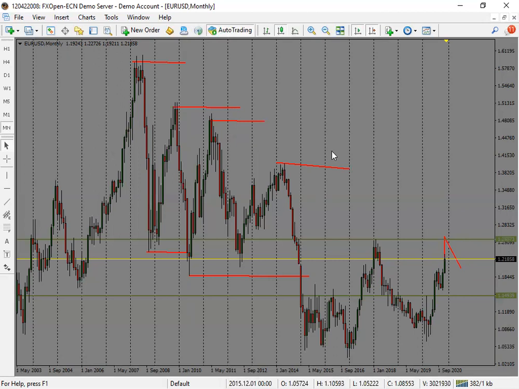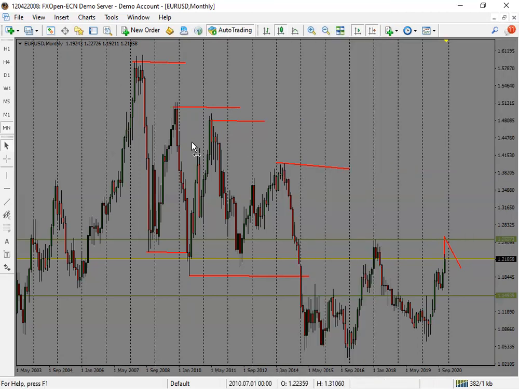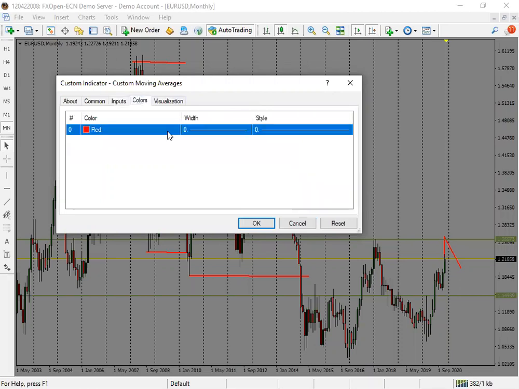So that is one way to look at it. And the second way is obviously by throwing in the custom moving average. I'm pretty certain everyone has encountered the moving average before in one of my videos. So if you haven't, I think you can just search for that on the channel.